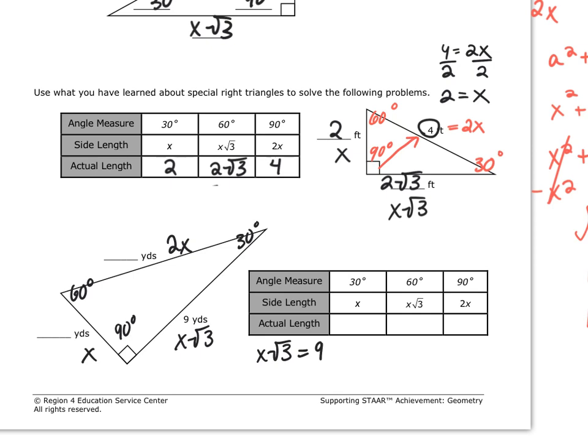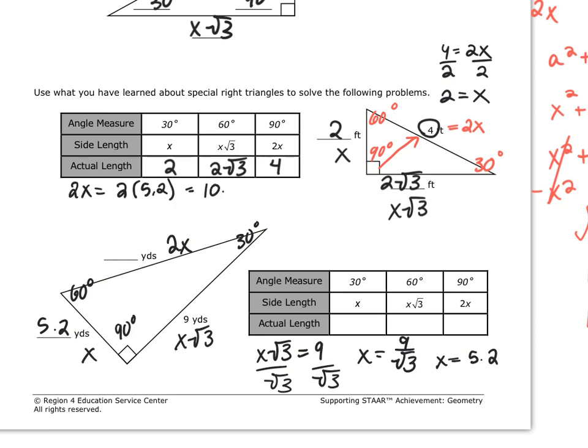So let's solve this one-step equation by dividing both sides by the square root of 3. So I know that x is going to equal 9 divided by the square root of 3. Let's type that in our calculator and see what it is. My calculator told me that x is going to be 5.2. So let me write 5.2 over here by x. Well, if 5.2 is x, what would 2x be? That would just be 2 times 5.2. So 2x is 2 times 5.2. That's going to be 10.4. So my hypotenuse here is 10.4. Let's write that in our table.